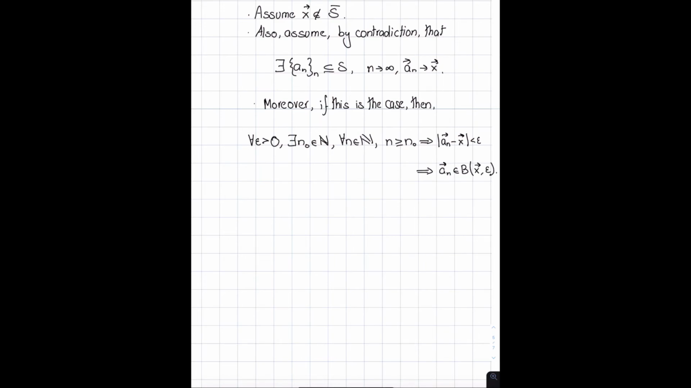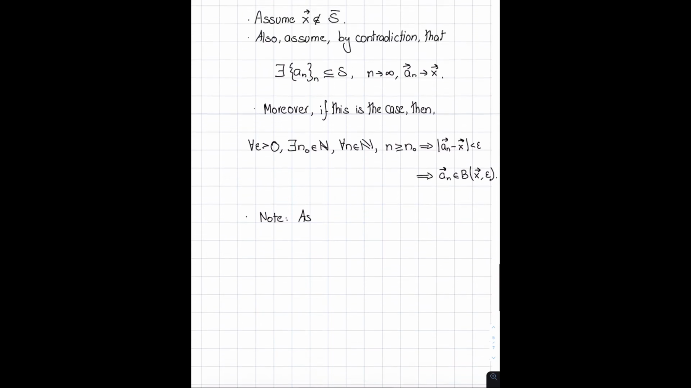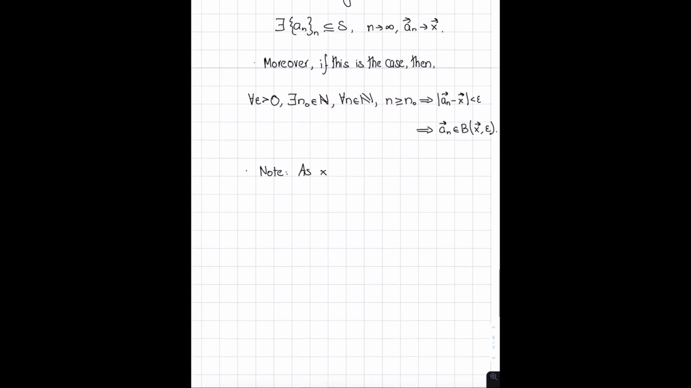But here is the issue. This is also a subset of S. So we know that A of n has to be an element of the ball centered at vector x with radius epsilon, and it also has to be an element of S at the same time. I'm going to show you that this is not possible. Moreover, note, as x is not in the closure of S, this is what we know.